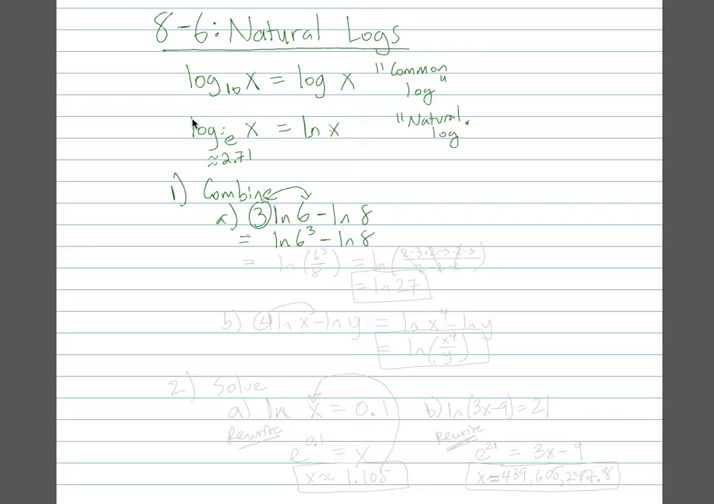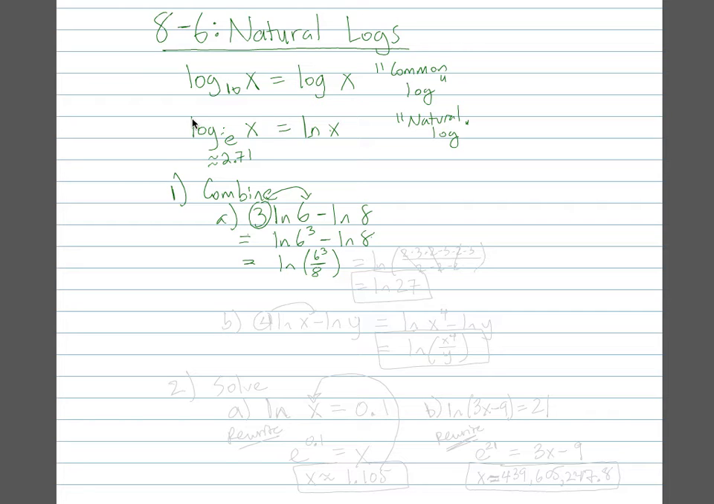Once I've got these, Juwan, how do I combine these two if it's a minus sign here? Do I combine them with multiplication or division? Juwan, what do you think? Multiplication or division if I've got a minus sign in the middle? Division, right? So ln of 6 cubed over 8.